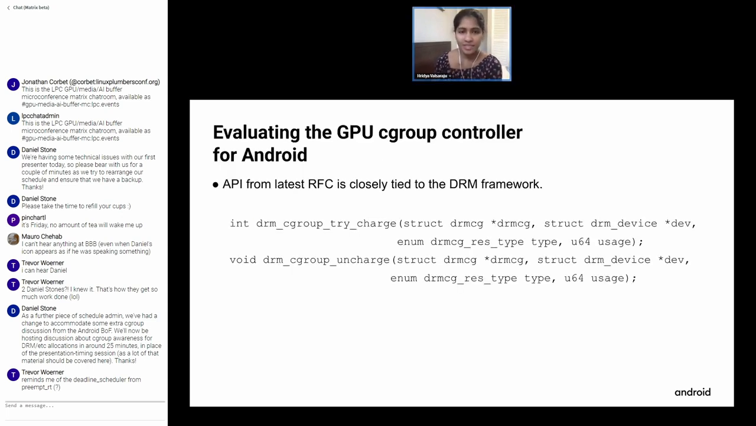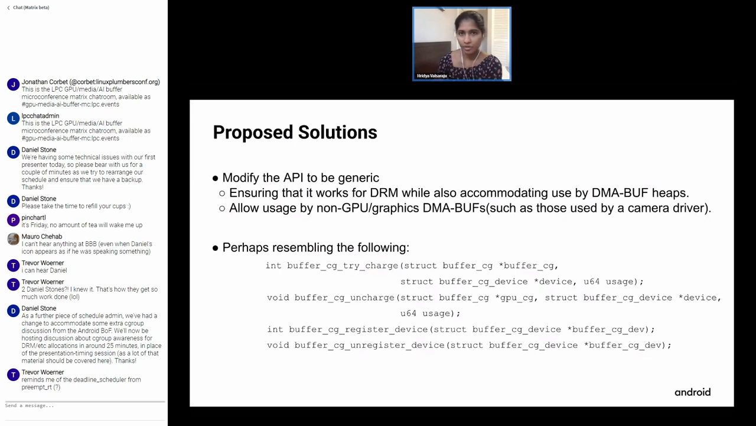Since the GPU cgroup controller is originally intended to be used by the upstream GPU drivers, the API from the latest RFC is closely tied to the DRM framework. If the original authors of the cgroup controller are okay with it, it should be easy enough to modify the API to be generic, ensuring that it still works for DRM while also accommodating use by other DMA-BUF exporters like DMA-BUF heaps. So that is one thing we would need for DMA-BUF heaps to use the same charge and uncharge APIs that the GPU cgroup controller exposes.